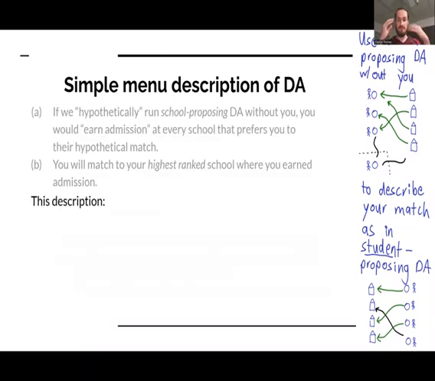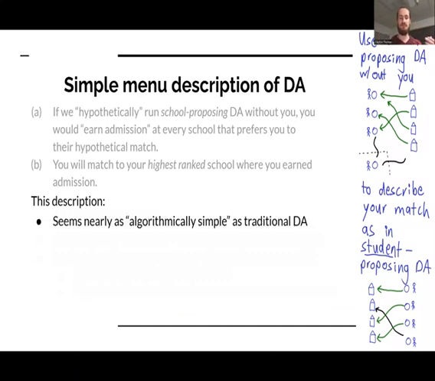So what does this description actually do? First, it seems nearly as algorithmically simple as traditional descriptions, again, according to intuitive notions. It's just a single run of some version of the DA algorithm with the sides flipped, along with, hopefully, an intuitive menu defining and picking step.